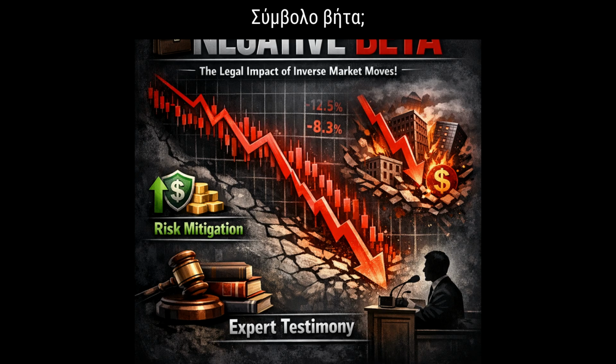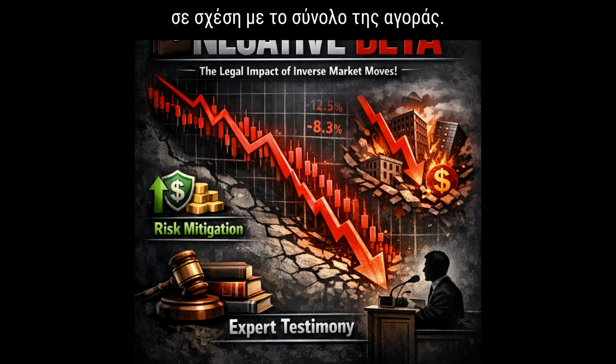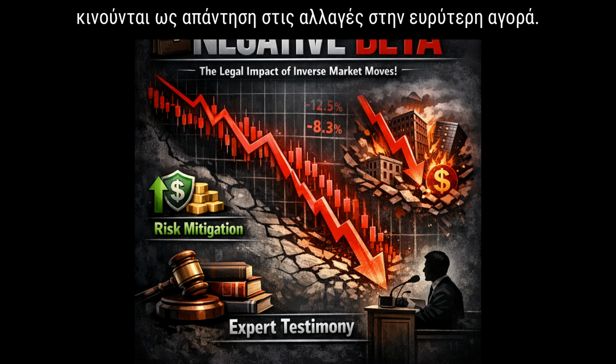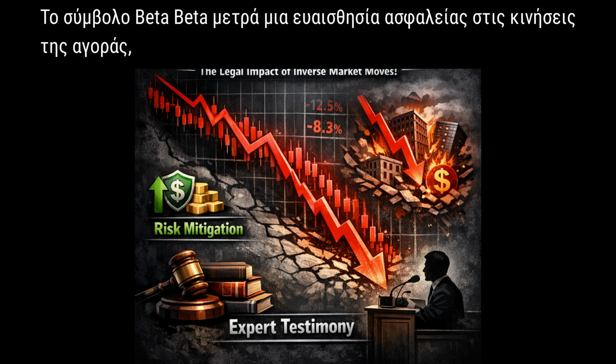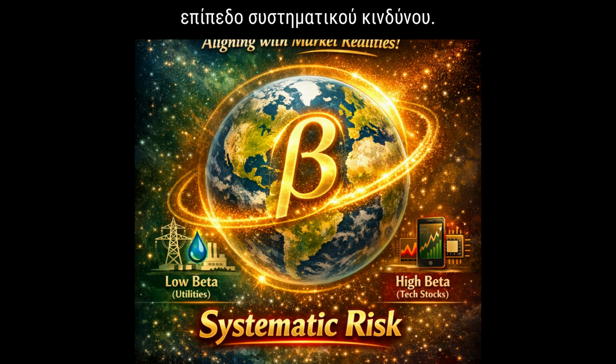What is beta? Beta is a numerical measure of a security's sensitivity to systematic risk relative to the overall market. It quantifies how much a security or portfolio is expected to move in response to changes in the broader market. Beta measures a security's sensitivity to market movements, indicating its level of systematic risk.